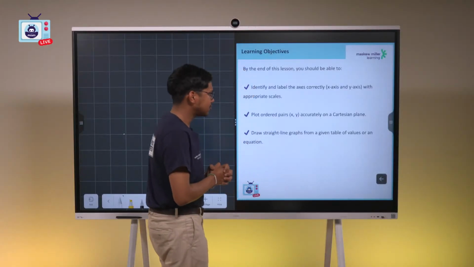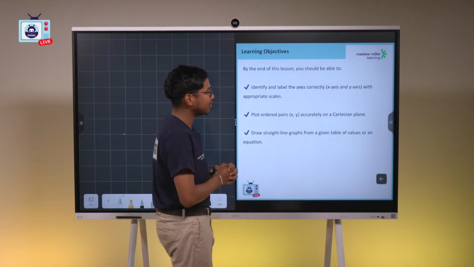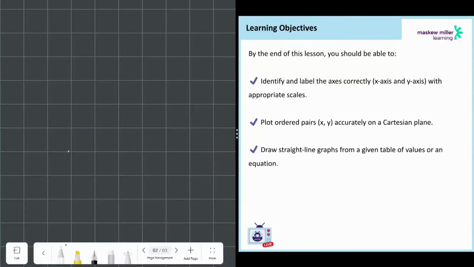Now, obviously, before we start any lesson, we need to look at what we wish to achieve at the end of the lesson. So our objectives are as follows. We need to identify and label axes correctly, and an axis consists of an x-axis and a y-axis with appropriate scales. We need to plot ordered pairs, and an ordered pair is an x value and a y value, accurately on a Cartesian plane. And then lastly, we need to draw graphs from a given table of values, or we're going to use an equation. Just to pay attention, we're going to draw straight line graphs from a table of values or from an equation.